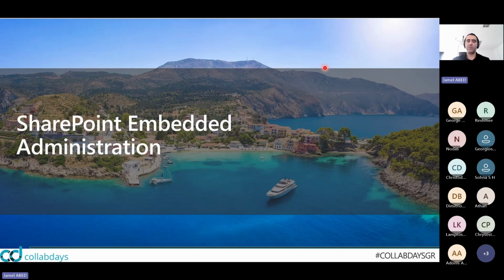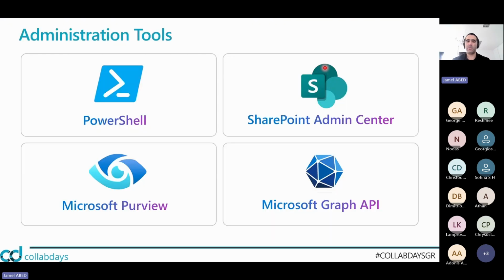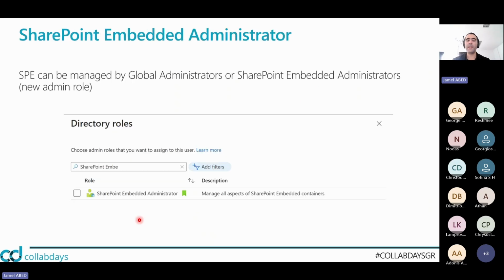And to administrate SharePoint, we have different ways. You can use PowerShell, you can use the SharePoint Admin Center, you can use Microsoft Purview and Microsoft Graph API. When I say you can use Microsoft Purview, there is no link directly inside Purview to manage SharePoint Embedded content. We need to use the link like under a SharePoint site. When you work in Purview, we have SharePoint sites, and we can specify the link to a SharePoint site, also to specify the link to a container.